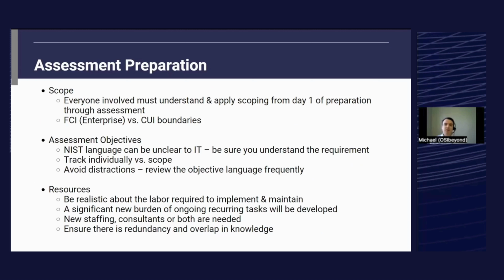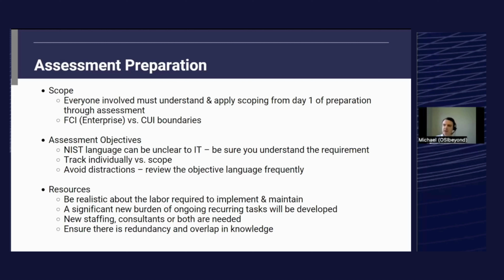Keep coming back to it when you're talking about the environment, when you're talking about the requirements themselves and how you're going to implement them. Reference the scope, keep looking at the diagram. That's not just for IT people. When you think about the training that you're giving to all of your employees on the handling of CUI and where it is and where it shouldn't be, that is effectively scoping training. So approach it from that angle.